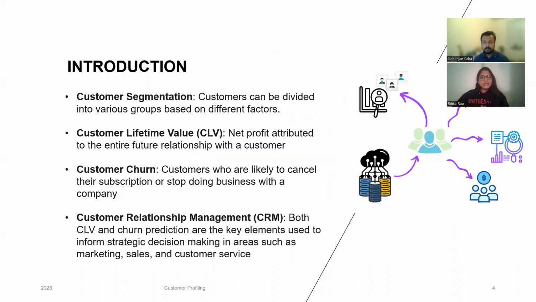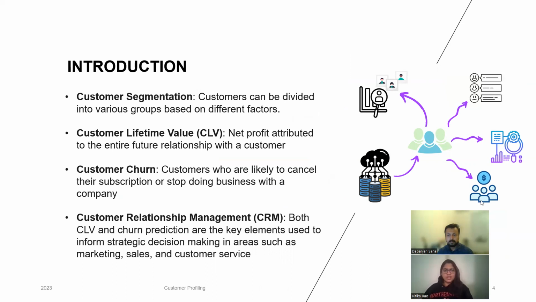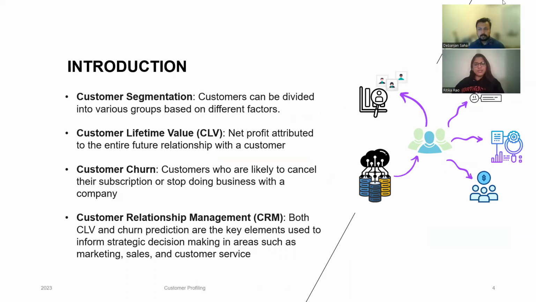Next slide. Customer lifetime value is basically the net profit that a customer is bound to provide over their entire relationship with us. And customer churn is basically identification of customers that are about to stop doing business with us. These aspects can be then used for designing marketing strategies, retention strategies, and other sales techniques.